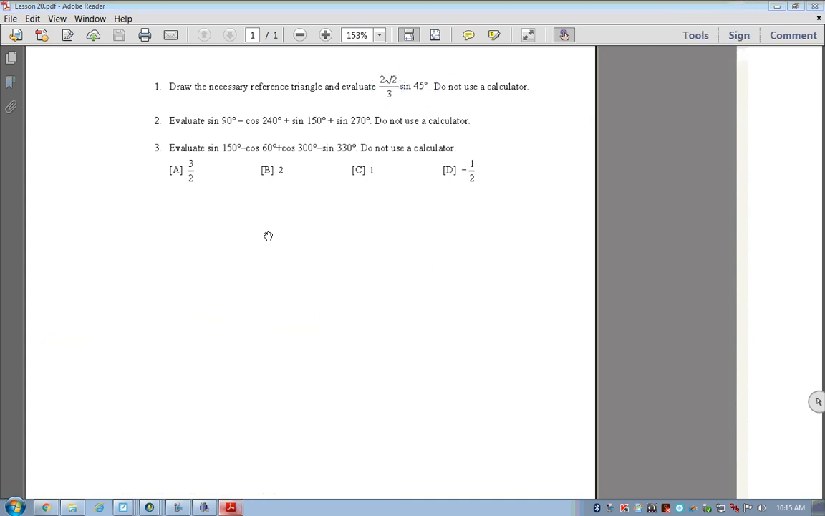We only have 3 questions, which is good because we don't have a whole lot of time. This says evaluate sine 90 minus cosine 240 plus sine 150 plus sine 270. Do not use a calculator. This is how we do this. Sine 90. Well, 90 degrees shows up right here, correct?